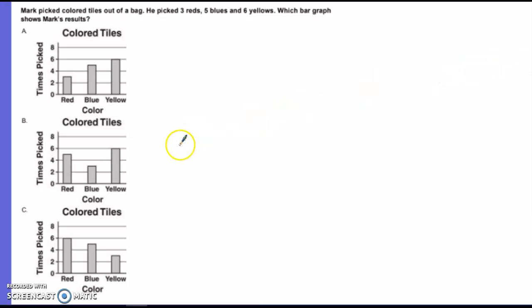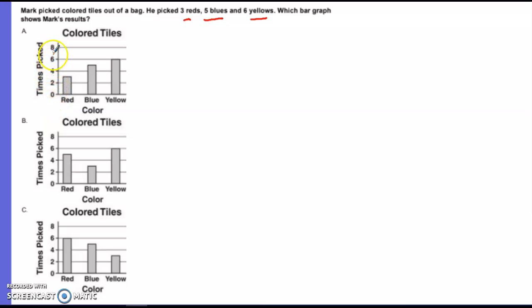Let's look at this one. This one is probably going to be a little easier. So it says Mark picked colored tiles out of a bag. He picked 3 reds, 5 blues, and 6 yellows. Which bar graph shows Mark's results? So it seems like it's giving me the data and the information that we need, and they've already made bar graphs for me. I just have to figure out which one matches this information that's in my word problem. So all of them say that they are colored tiles. All of them have that it's times picked.